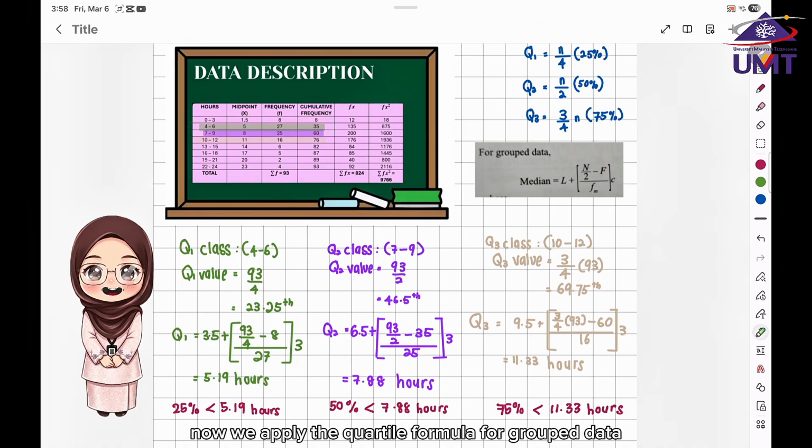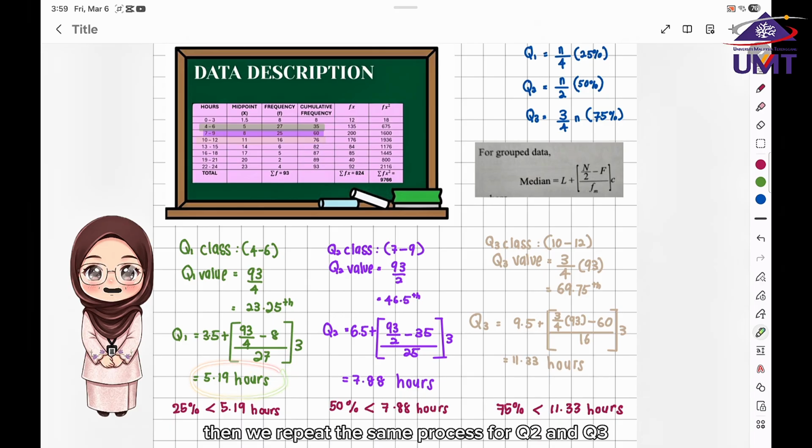Now we apply the quartile formula for group data. Let me explain. L is the lower boundary of the class. CF is the cumulative frequency before the class. F is the frequency of the class and H is the class width. From the table, L is 3.5, CF is 8, F is 7, and H is 3. After substituting all, Q1 equals 5.19 hours.